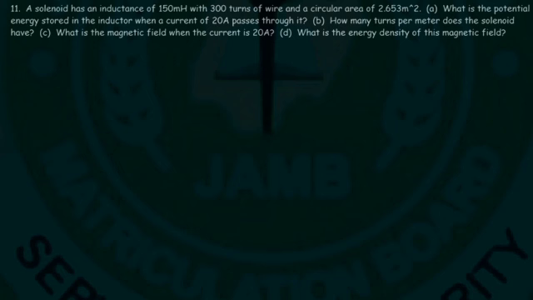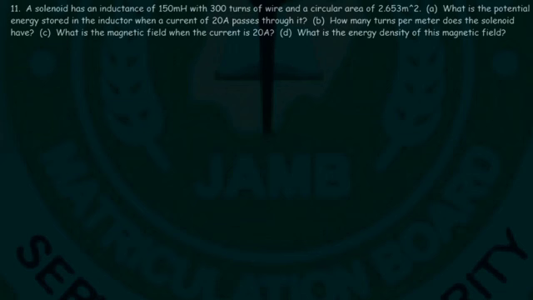Number 11. A solenoid has an inductance of 150 millihenries with 300 turns of wire and a circular area of 2.653 square meters. What is the potential energy stored in the inductor when a current of 20 amps passes through it?